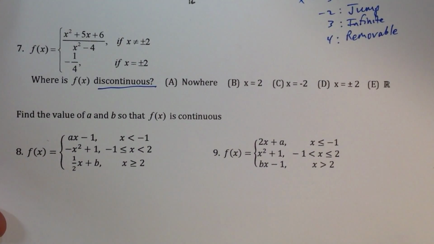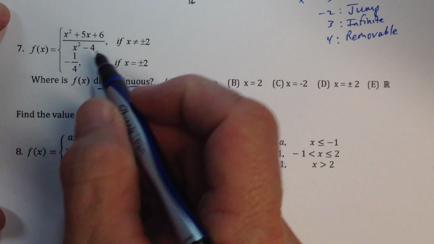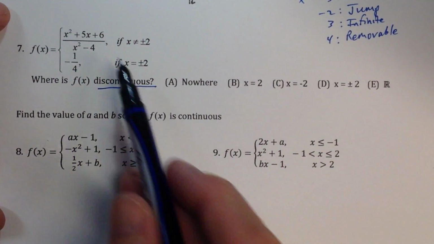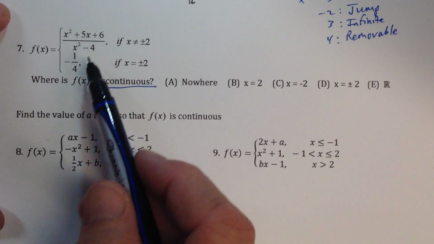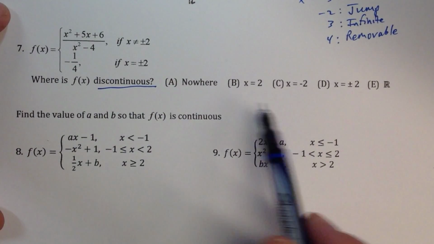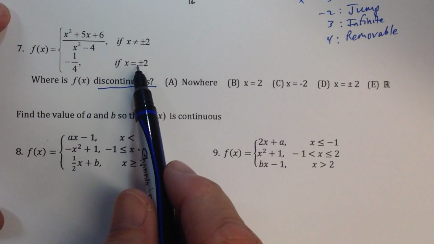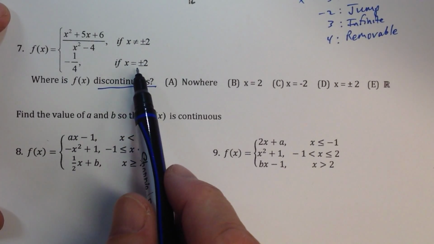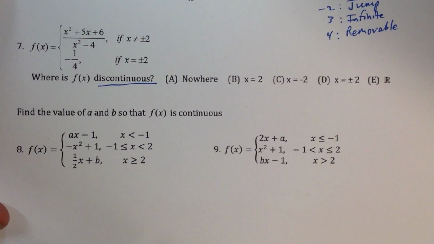This is where we get into knowing and understanding the piecewise functions. The top piece is a rational function, and the bottom piece, y equals negative 1/4, is just a horizontal line, and that happens to occur at 2 and negative 2. So you could draw the graph, but more importantly, you can try these without the graph.